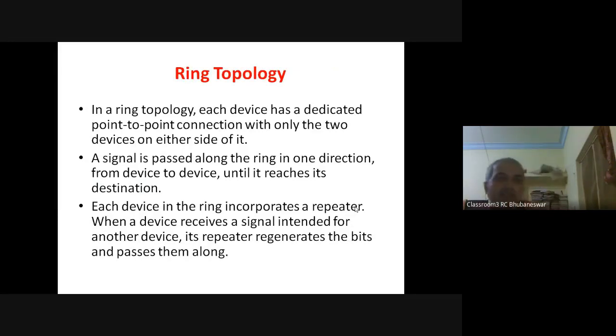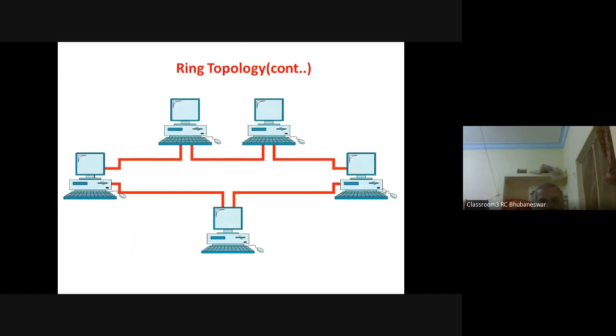Another topology is ring topology. Ring topology में क्या होता है? Each node is connected to its neighboring node. Each node is point to point connected to its neighboring node.